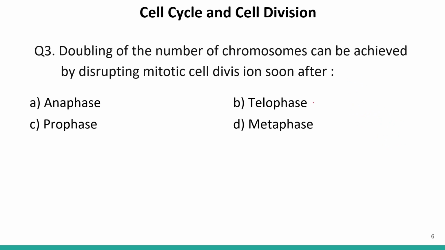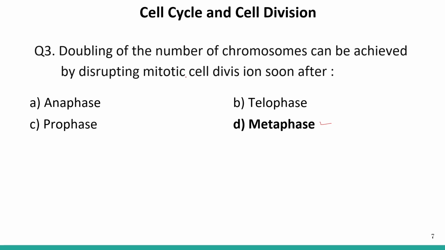Now coming to the third question, they are asking that doubling of the number of chromosomes can be achieved by disrupting the mitotic cell division soon after. Options are anaphase, telophase, prophase and metaphase. Doubling of the number of chromosomes they are asking. So what should be the answer? The answer is the metaphase stage.